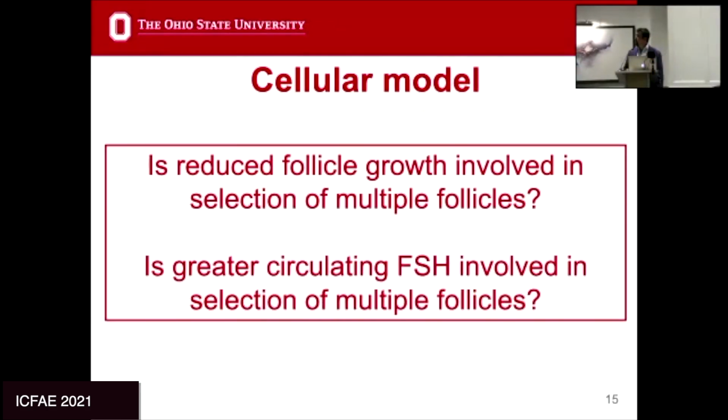So we asked ourselves, based on this, 2 questions: is reduced follicle growth involved in the selection of multiple follicles? And then, as I'll explain a little bit later on, we also wanted to look at FSH because of the role of FSH in providing the ability to select multiple dominant follicles.